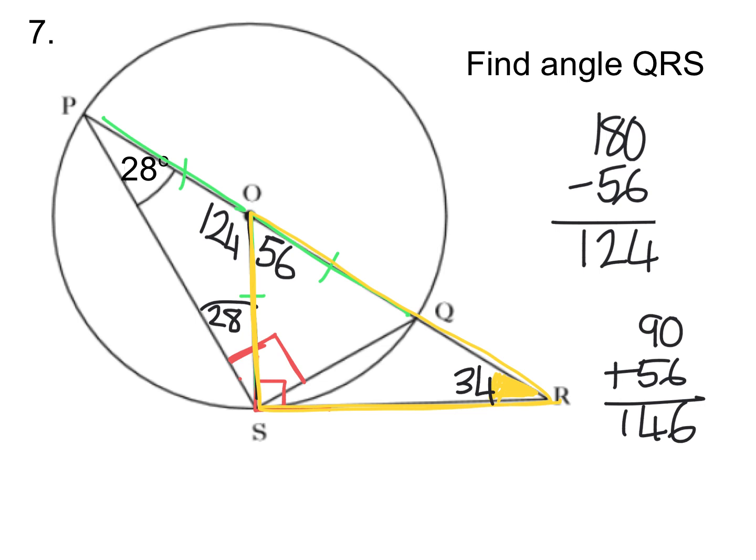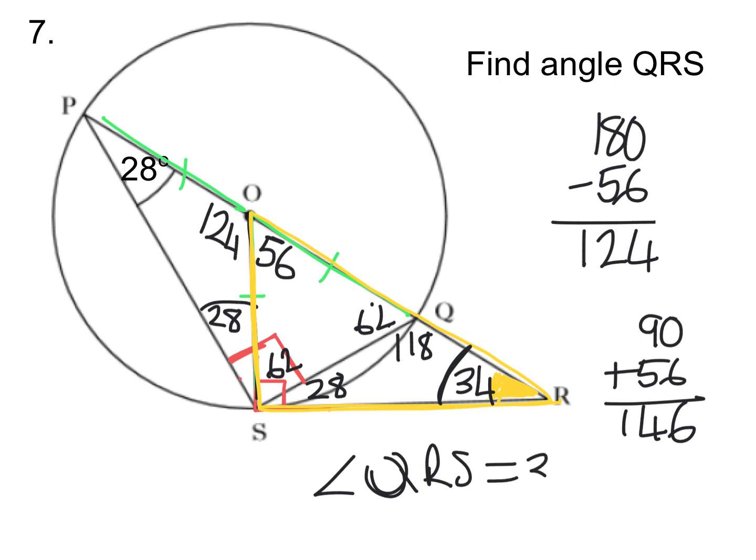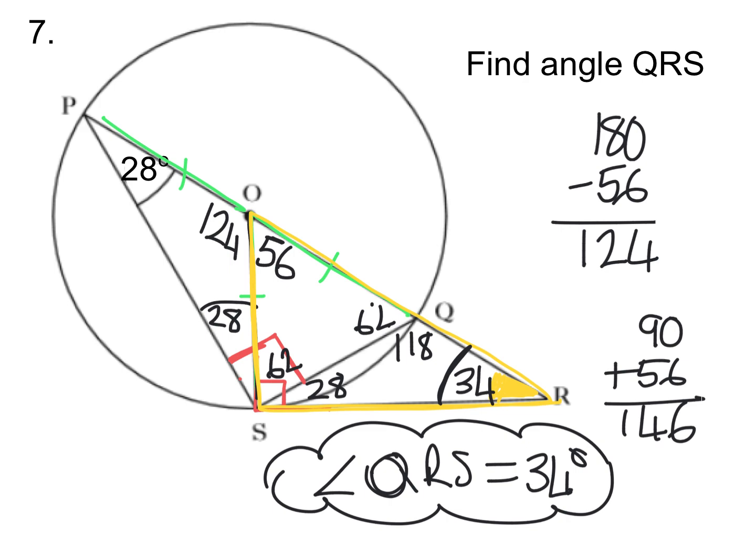180 take away 56 is 124. Half it makes this one 62, and that one 62. And then 90 take away 62 makes this one 28. Straight line with 62 is 118. And if you add 118 and 28 together, you get 146, making this angle still 34. As always, conclude it: angle QRS equals 34 degrees. Make sure we see your nice final answer nice and clearly.